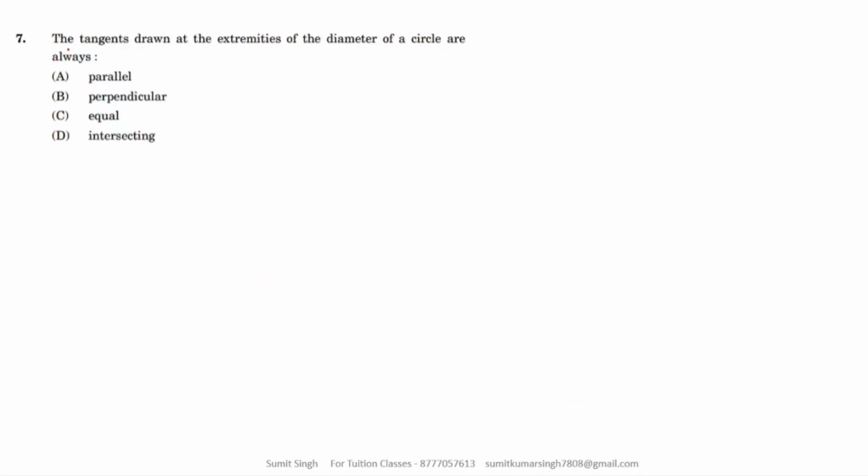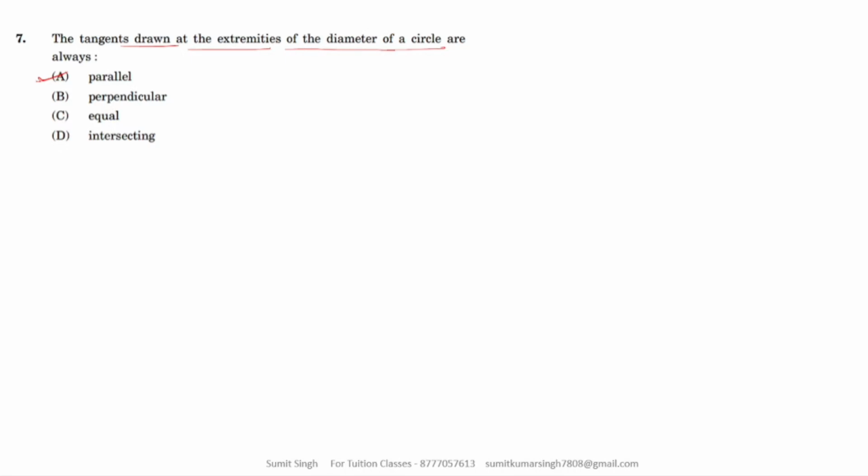In this question it is asking about tangents drawn at the extremities of the diameter of a circle, which will always be parallel to each other, because a tangent is perpendicular to the radius at the point of contact. Since the diameter consists of two radii in a straight line, the tangents at both ends are perpendicular to the same line. So in this way we can say that lines perpendicular to the same line are parallel to each other.